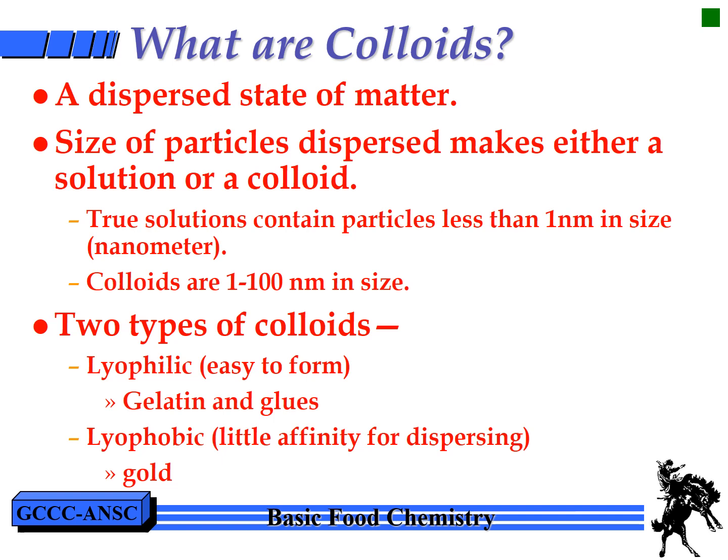Okay. So we have two types of colloids overall. There is the lyophilic, which is pretty easy to form. So when you make a gelatin, like jello, glues, stuff like that. And then you have the lyophobic ones, which have very little affinity for dispersing, and an example of that would be gold.